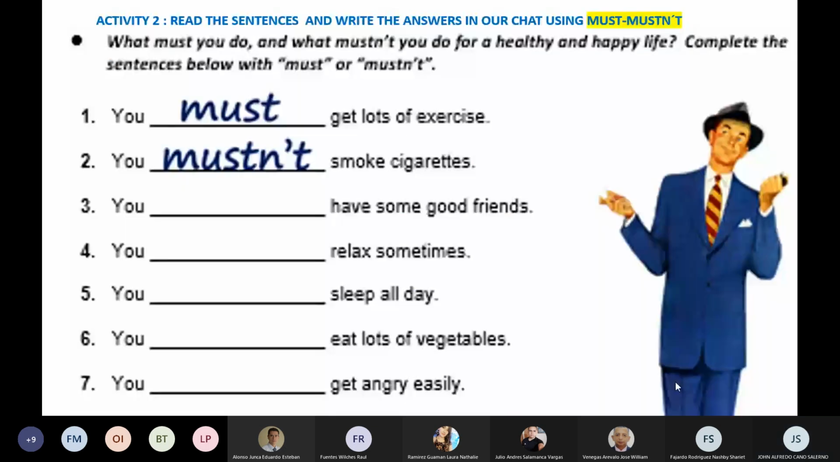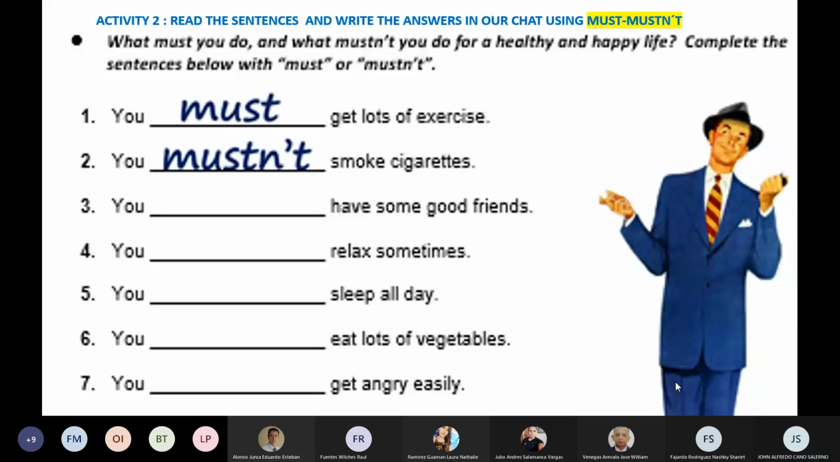Here we have. Well, I think that, what time is it? No, we don't have enough time. Okay, we don't have enough time. We have, read the sentences, turn your microphone on, and let's talk. What must you do and what mustn't you do for your healthy and happy life? Complete the sentences below with must or mustn't. But you are not going to read just must or mustn't, you are going to read all the sentence, right?